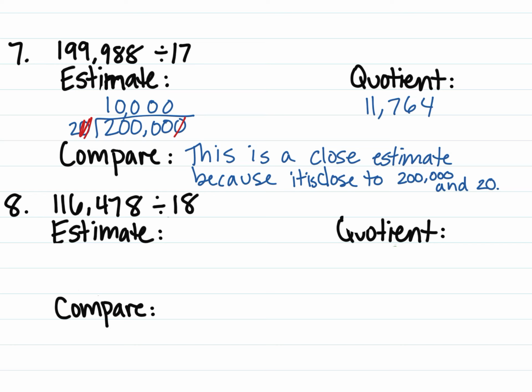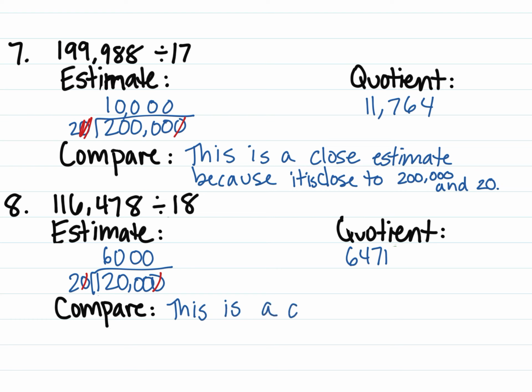On number 8, 116,478 is close to 120,000, and 18 is close to 20. We can divide out a set of 10s. 2 fits into 12 6 times with nothing left over. So our approximation or our estimate is 6,000, but our actual quotient is 6,471. This is a close estimate too.